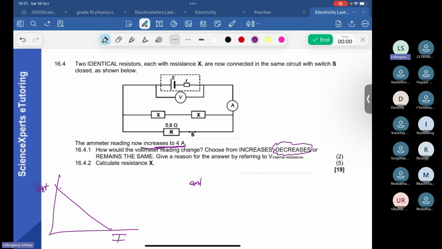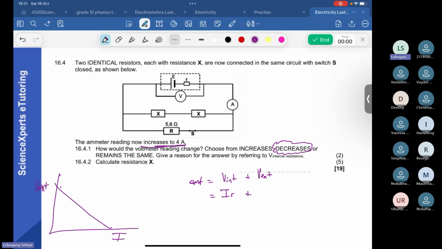Remember, EMF is equal to V internal plus V external, right? So this would be I multiplied by small letter r plus I capital letter R, right? So if I increase the total current, what happens to V internal? V internal increases, right? So V internal increases, but then EMF has to remain the same. So what would happen to this one? This one would have to go down to balance.